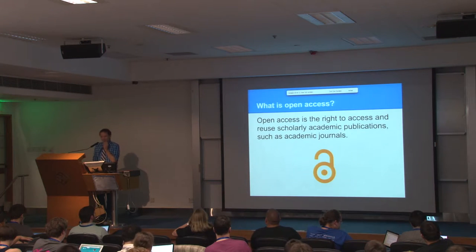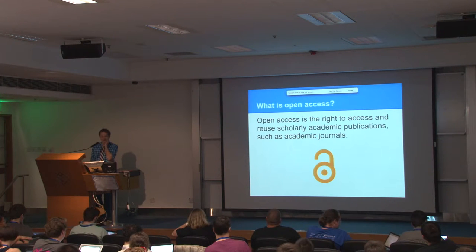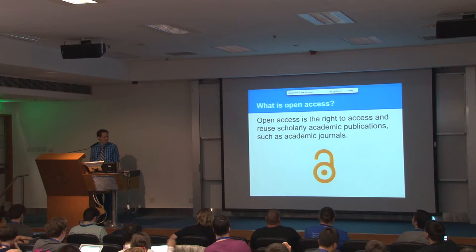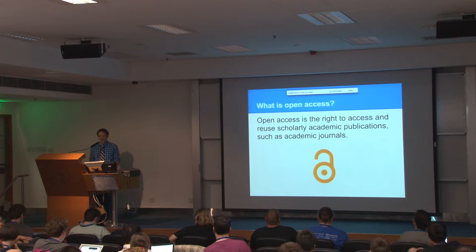So, as has been said before, but let me say again, open access is the right to access and reuse scholarly academic publications, such as academic journals. One often sees this logo. I believe it was created by an organization called PLOS, Public Library of Science. It's not an official logo, but it's one that we like to use to represent the concept of open access.